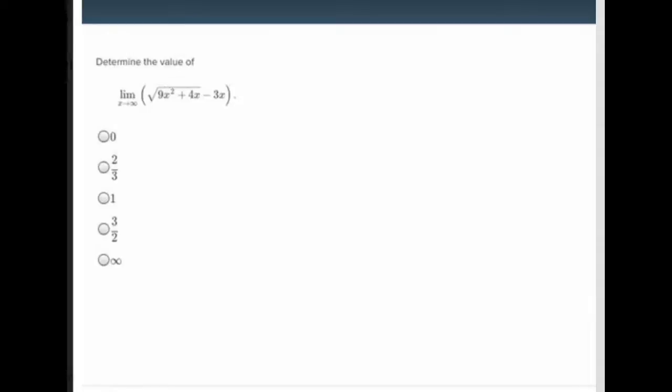You get infinity squared times 9. It's really big. Plus 4 times infinity, it's really big. Square root it, it's still really big. So you get infinity minus 3 times infinity, which is still very large. Oh my goodness, what is going on? How do we know what's happening? This is actually an indeterminate form. Infinity minus infinity is an indeterminate form. So we have to do more work.